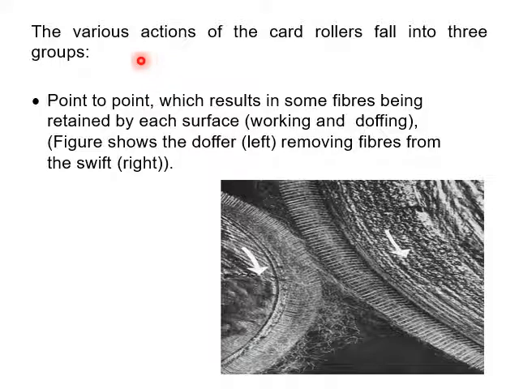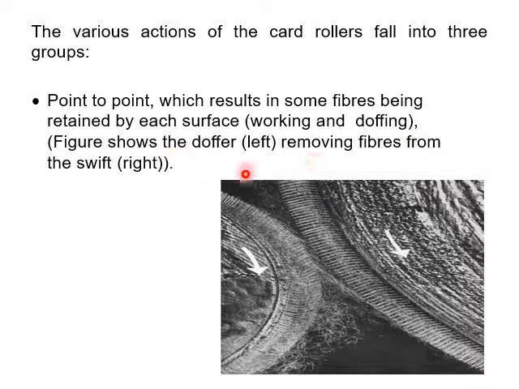Now we will discuss the various actions of card rollers. The various actions of card rollers fall into three categories or groups: point to point, point to back, and back to back. So this is an example of point to point action, which results in some fibers being retained by each roller, such as the worker roller as well as the doffer roller. Worker and doffer both are doing the point to point action with the swift, with the main cylinder.